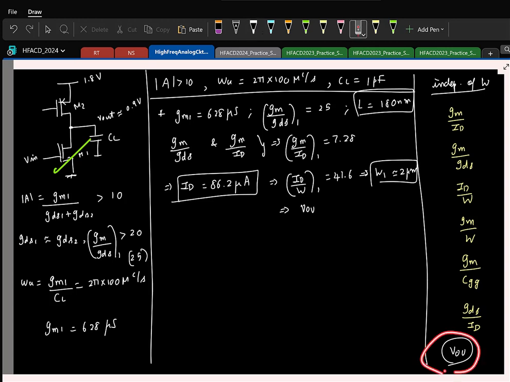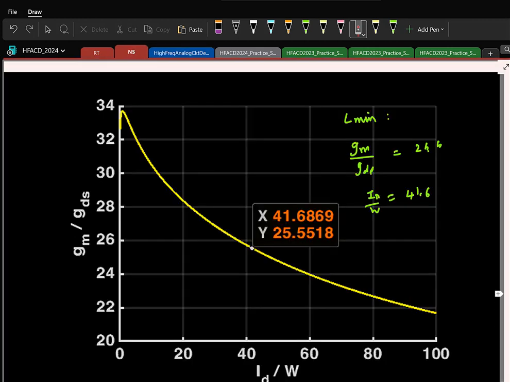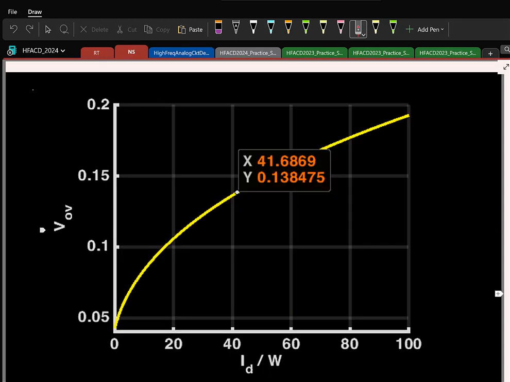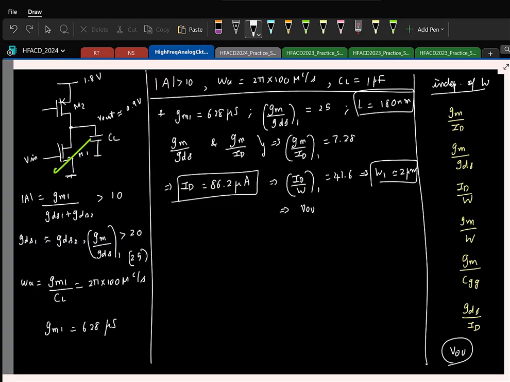Because that also is something you would have stored. So I did that also, plotting the overdrive voltage versus ID by W. ID by W was 41.6. For this, I get the overdrive voltage as 140 millivolts. From the operating point, you can find the threshold. I think here it's around 550 millivolts or something. So what is the VGS? 550 plus 140, it's around 700 millivolts. So in this case, I find that the VGS is good enough, because the gate will be at 700 millivolts, drain is at 900 millivolts. It's okay.